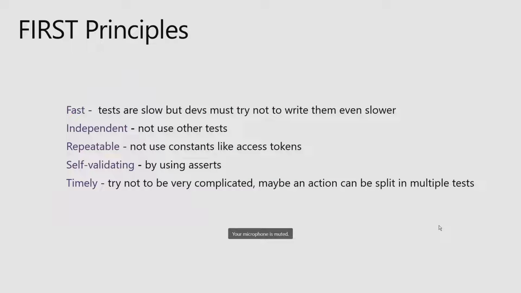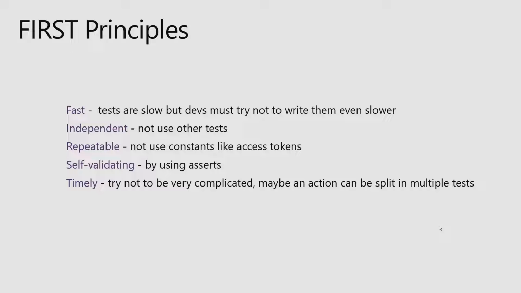Very generally speaking about testing, there are some principles that are nice to keep in mind while you're writing your tests. Your tests must be fast, independent, repeatable, self-validating, and timely. So maybe a little bit of theory is also behind the tests. Fast: just keep in mind that your tests are slow, but try to not make them even slower. They should be independent, so a test should not call another test inside.